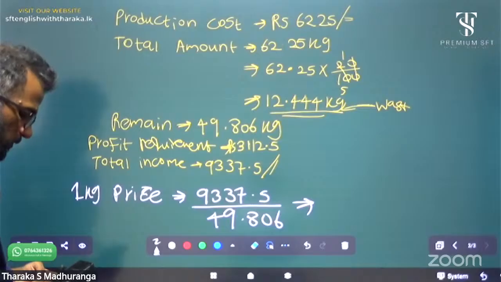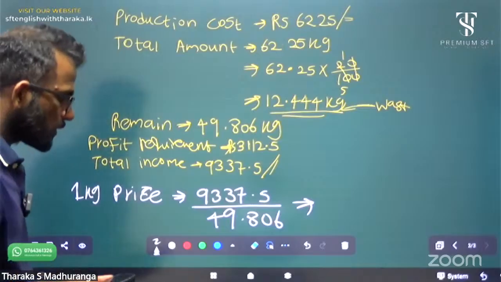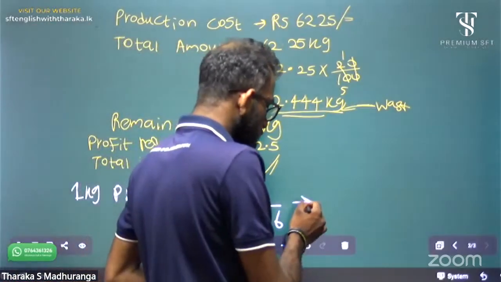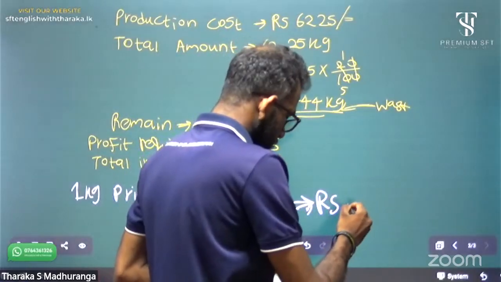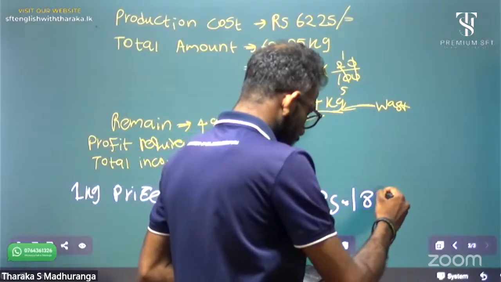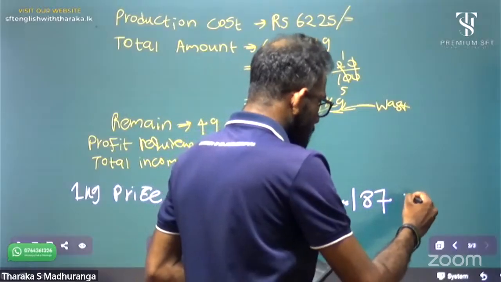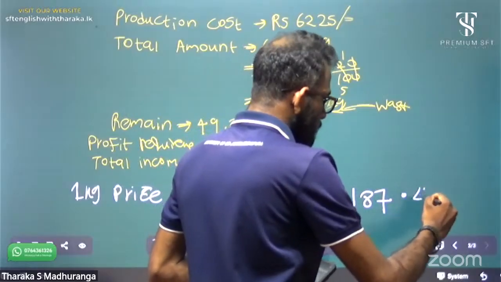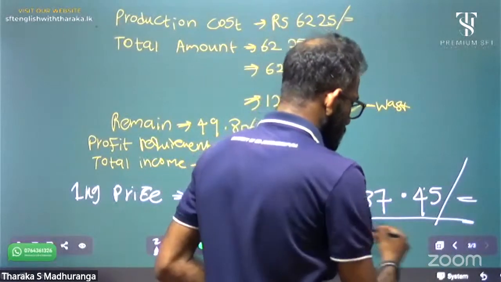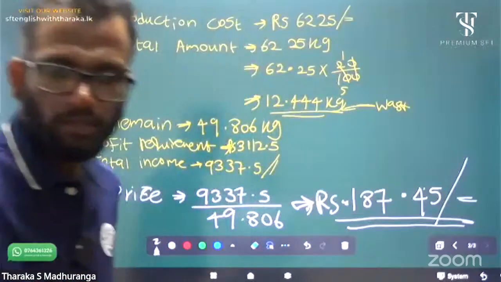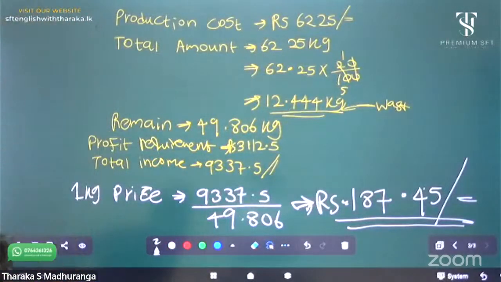If you have any doubt, please ask me, because they always ask this type of question. Rupees 187.47, or 187.5 approximately. Understood? If you have not got this, please let me know.